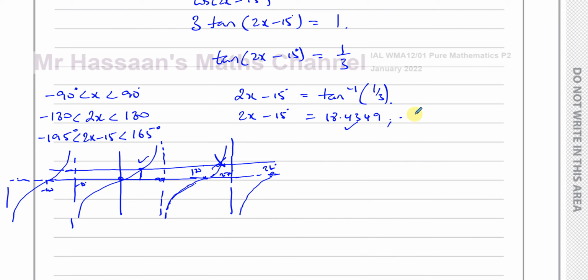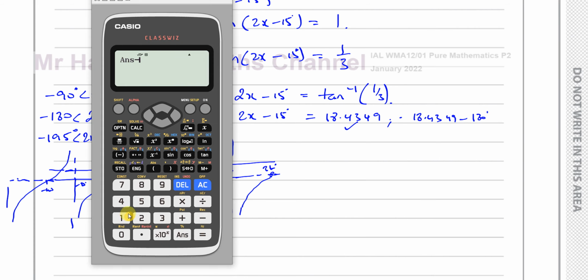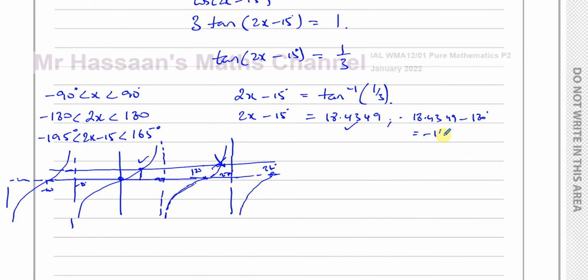So you're going to have 18.4349 minus 180. We take the angle we got and subtract 180 from it. That gives us minus 161.565. That's the other angle, and that is within our range. If I go back another 180, of course, it'll be outside of my range. So these are the two angles inside the range that solve the equation inverse tan of the angle is 1/3.